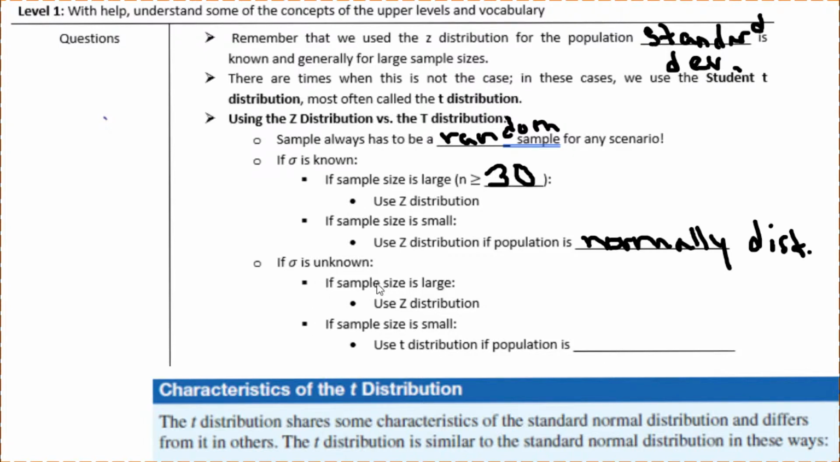If the sample size is large, but sigma is unknown, then go ahead and use a z-distribution. Even though we don't know sigma, if the sample size is large enough, you can use the z. If the sample size is small, though, then you would use the t-distribution, assuming that the population is normally distributed. So keep in mind the population has to be normally distributed if the sample size is small and you don't know sigma. Generally we like to use a z-distribution for large samples. If you don't know sigma, then this is where you use the sample standard deviation, S, to approximate it instead.